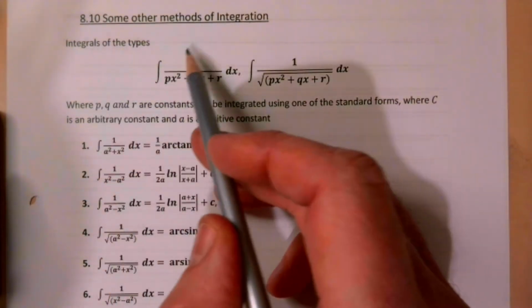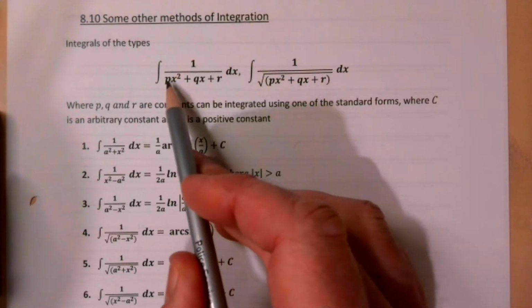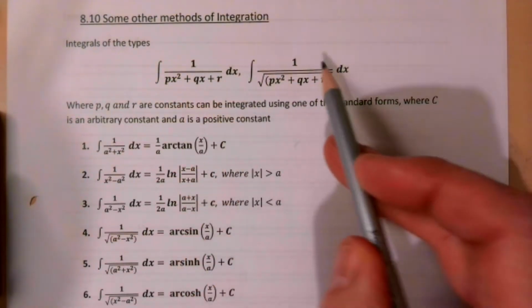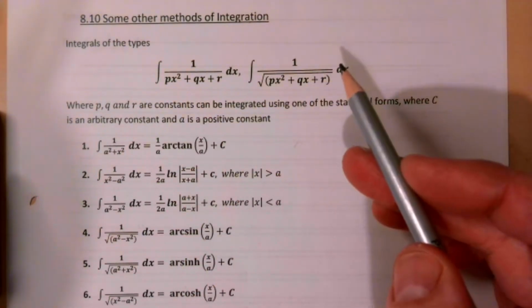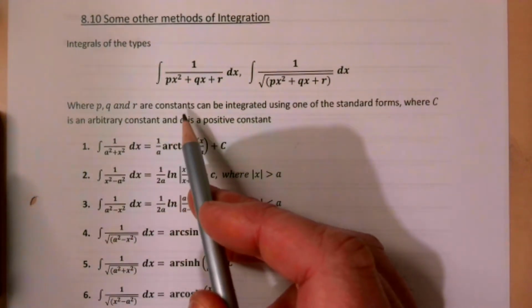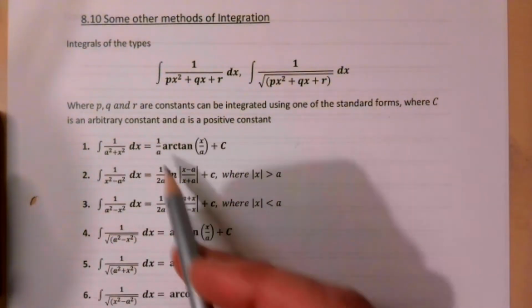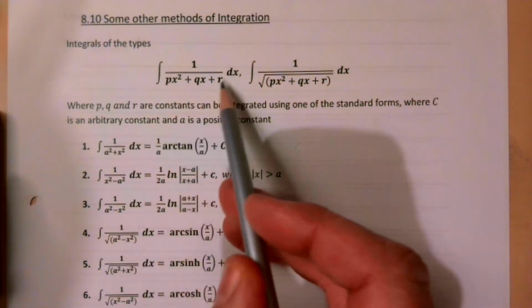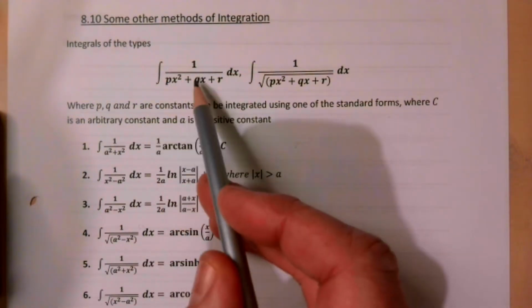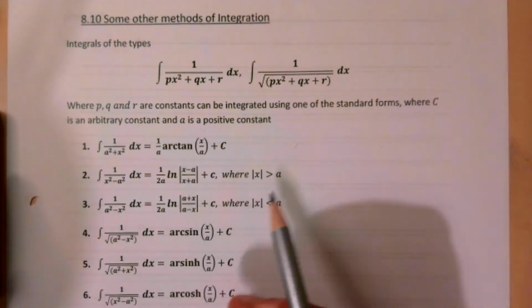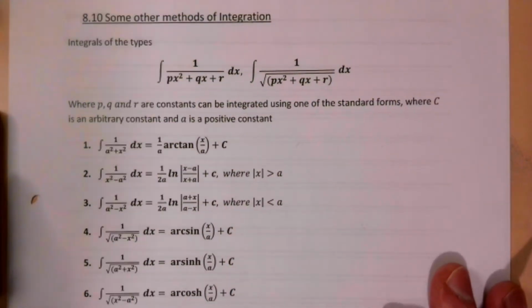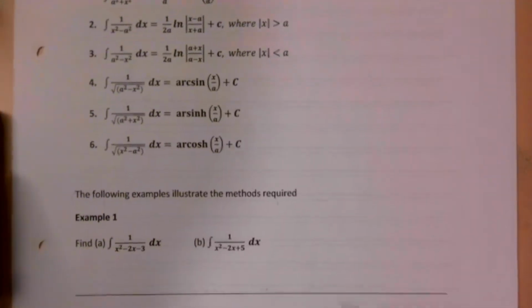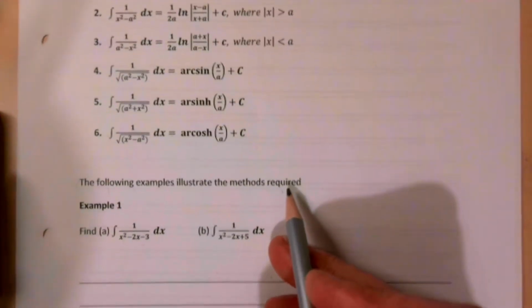A couple of new integrals that we need to be able to do are 1 over px squared plus qx plus r, and 1 over the square root of that, where p, q and r are constants, can be integrated using one of the following standard forms. If we can rewrite this, effectively we're going to complete the square to get it into a different format, and then we can do it from there. So it's a good wee technique if we can get our head around it. The following examples illustrate the method required.